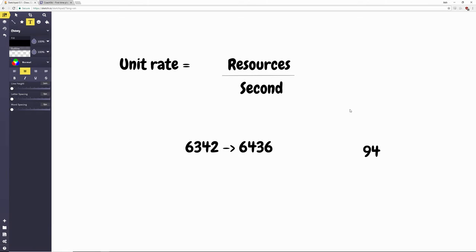Well, in that span of time, we had 94 resources increase. We don't know how many seconds it took. According to the game time, it took 5 seconds for us to gain 94 resources. So I want you all to figure out how many resources we gained per second. And remember, we're going to do our resources, 94, divided by our seconds, 5. So calculate that, and then input your answer and we'll move on.